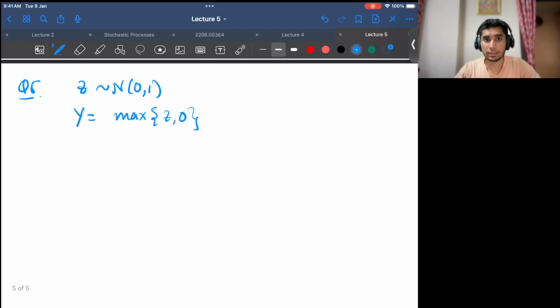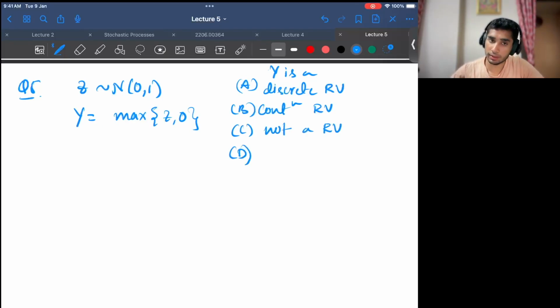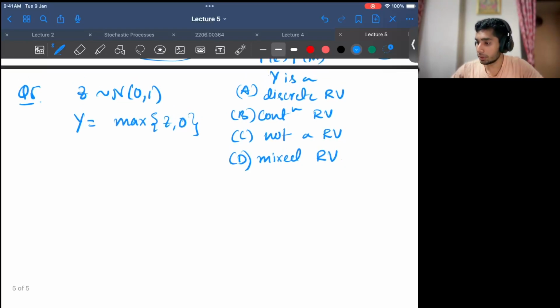Then the question is that there are four options that are given to you. A, Y is a discrete random variable, B, is it a continuous random variable, C, not a random variable, and D, is it a mixed random variable. This is the question. So which one amongst these is the correct option?